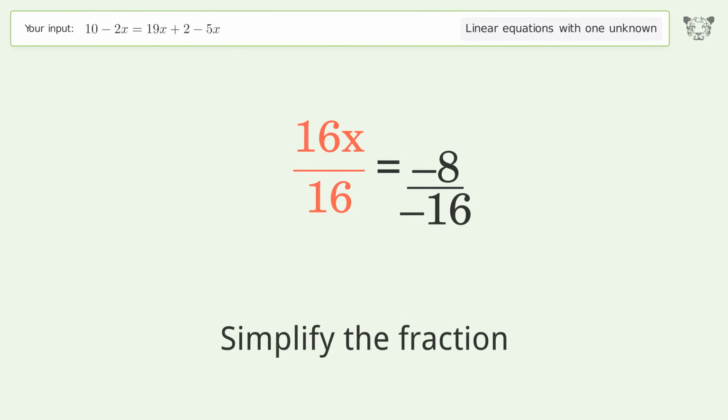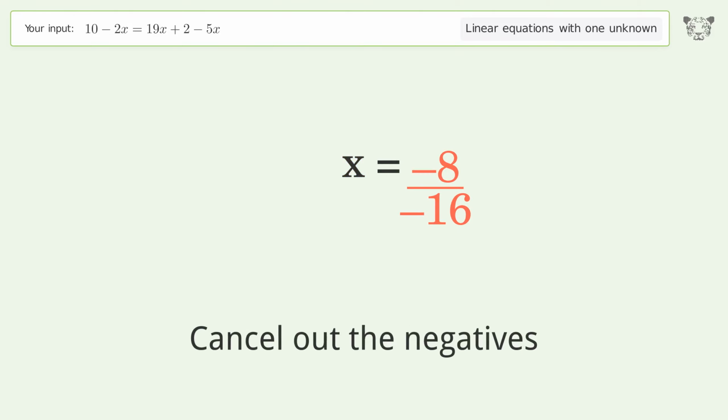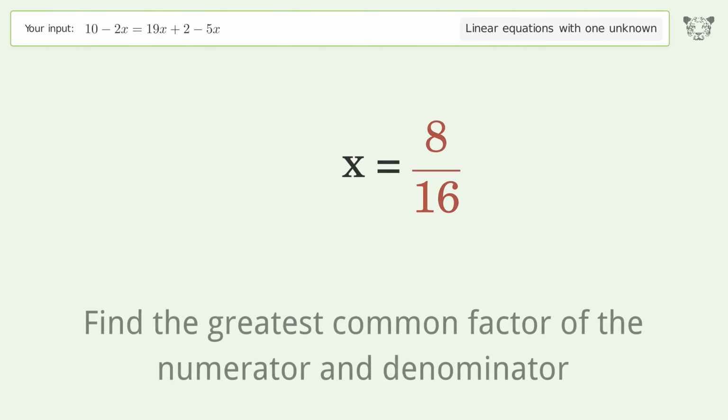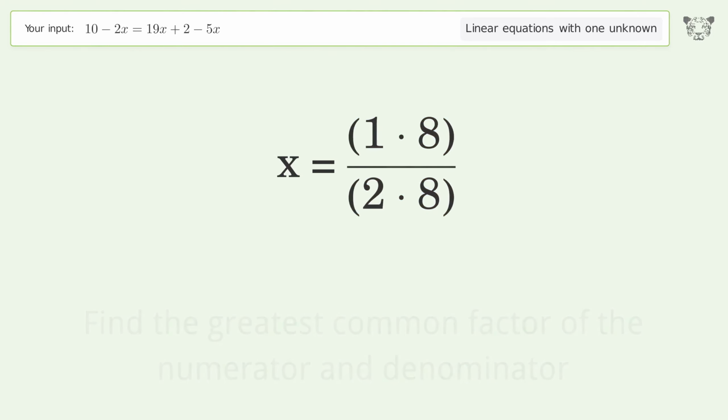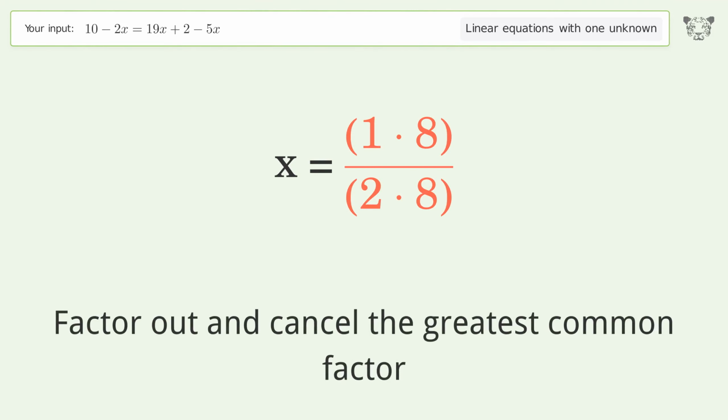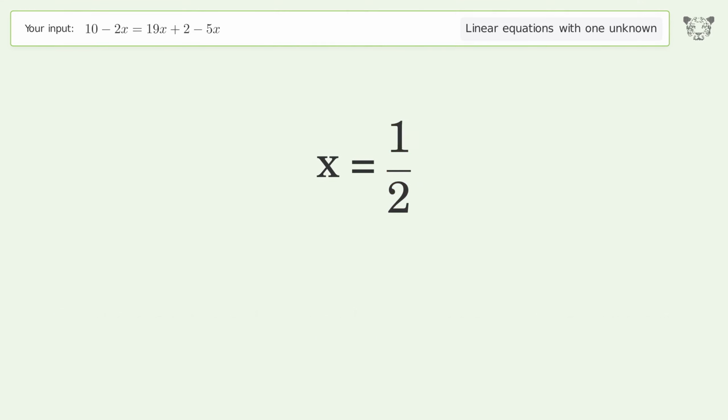Simplify the fraction. Cancel out the negatives. Find the greatest common factor of the numerator and denominator. Factor out and cancel the greatest common factor. And so the final result is x equals 1 over 2.